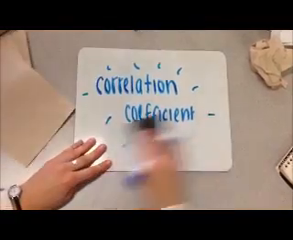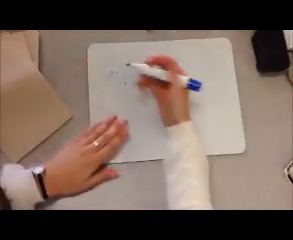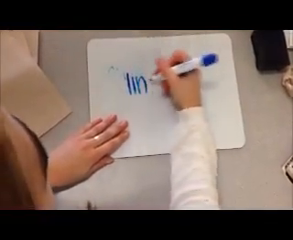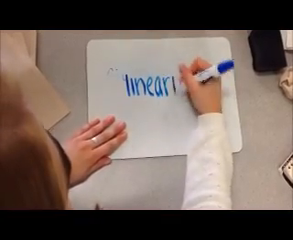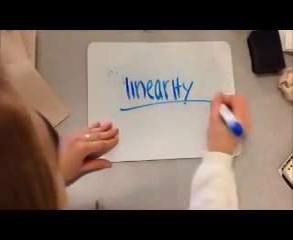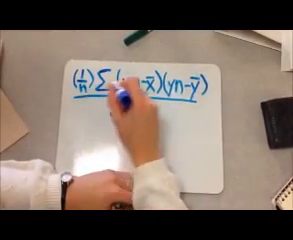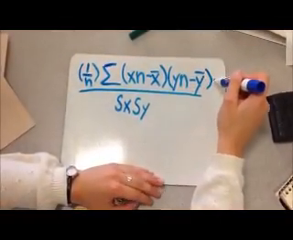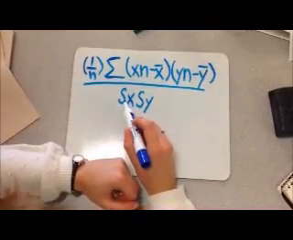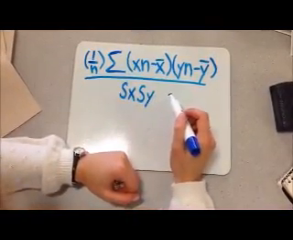This is correlation coefficient. The purpose of correlation coefficient is to determine the degree of linearity of the data. This is the equation for correlation coefficient. The top of the equation determines the direction of the correlation. The bottom of the equation determines the strength of the correlation.